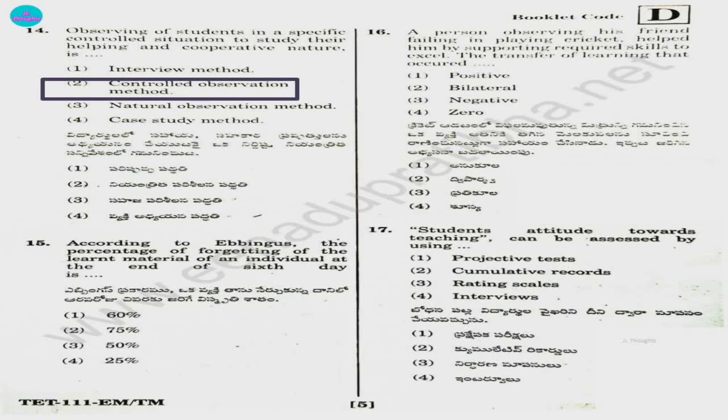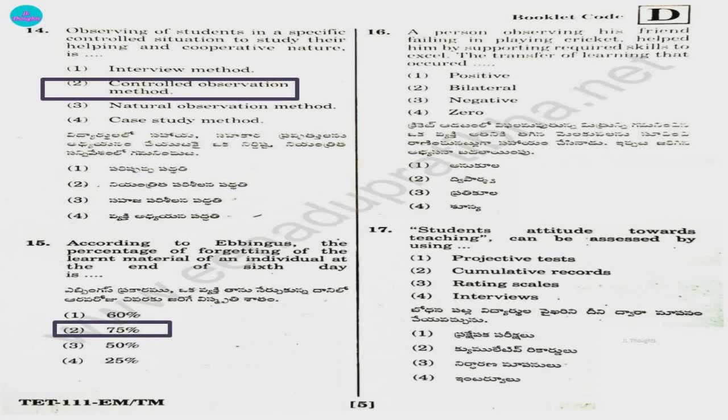Question number 15. According to Ebbinghaus, the percentage of forgetting of the learned material of an individual at the end of 6th day is. Option 1 60%, 2 75%, 3 50%, 4 25%, and the answer is option 2 75%.